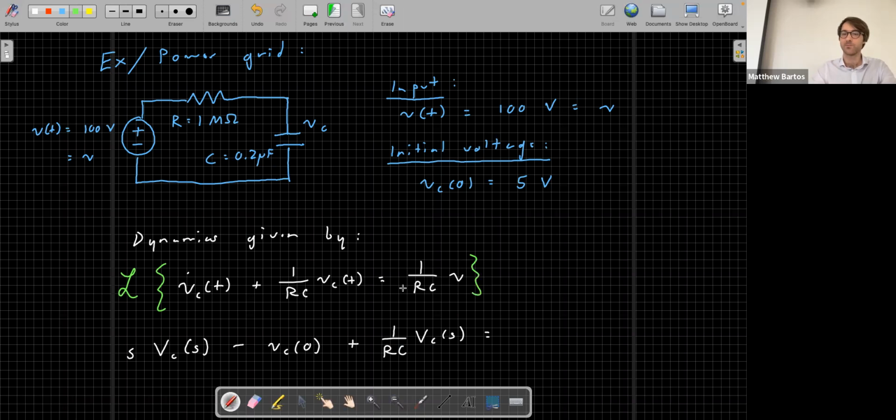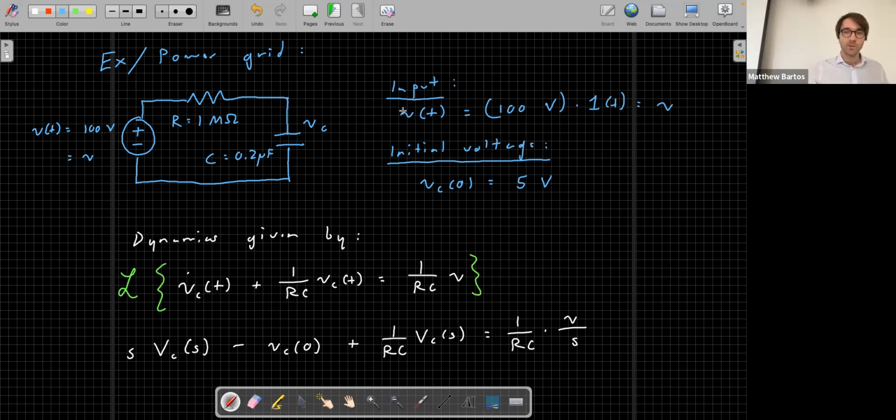What does this become? Yes, so this will become 1 over RC times V over S. And note that this V here just means 100 volts. If you have a constant starting at time 0, that will become 1 over S in the frequency domain. Let me make a note here. This is 100 volts times the step function, right? It's important that it starts at time 0 when we're using the unilateral Laplace transform.